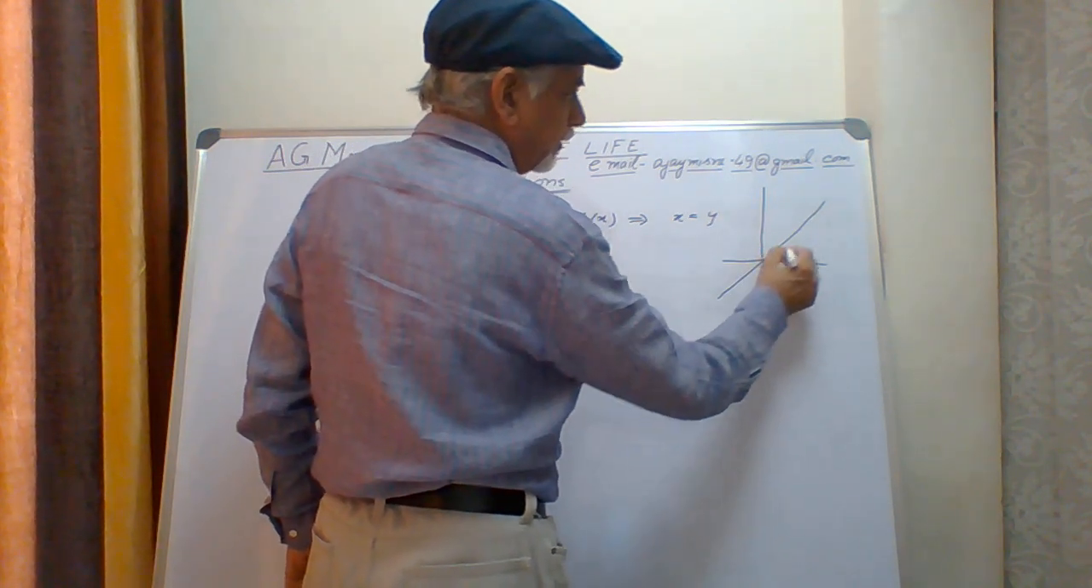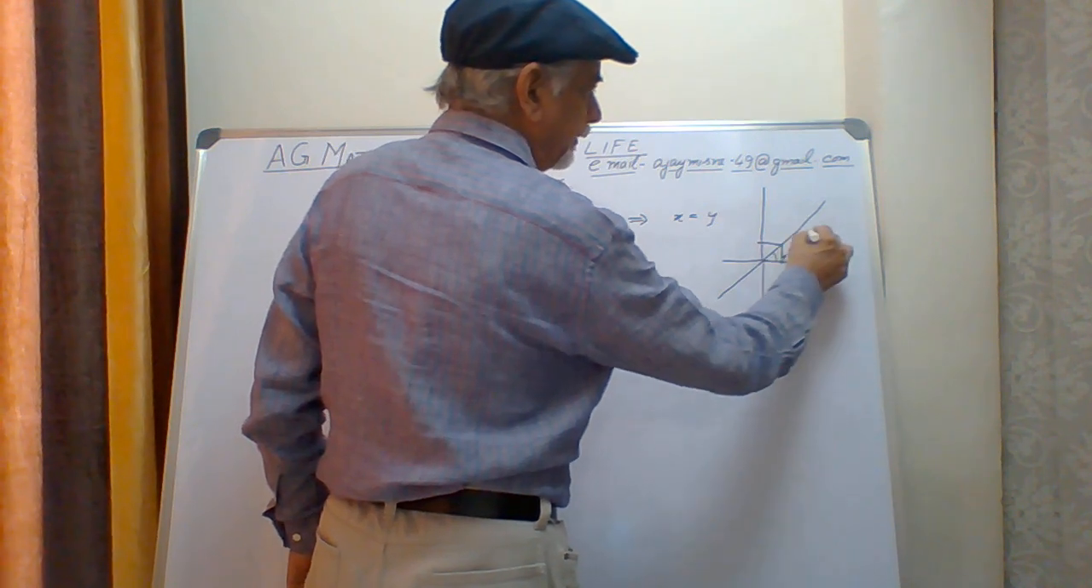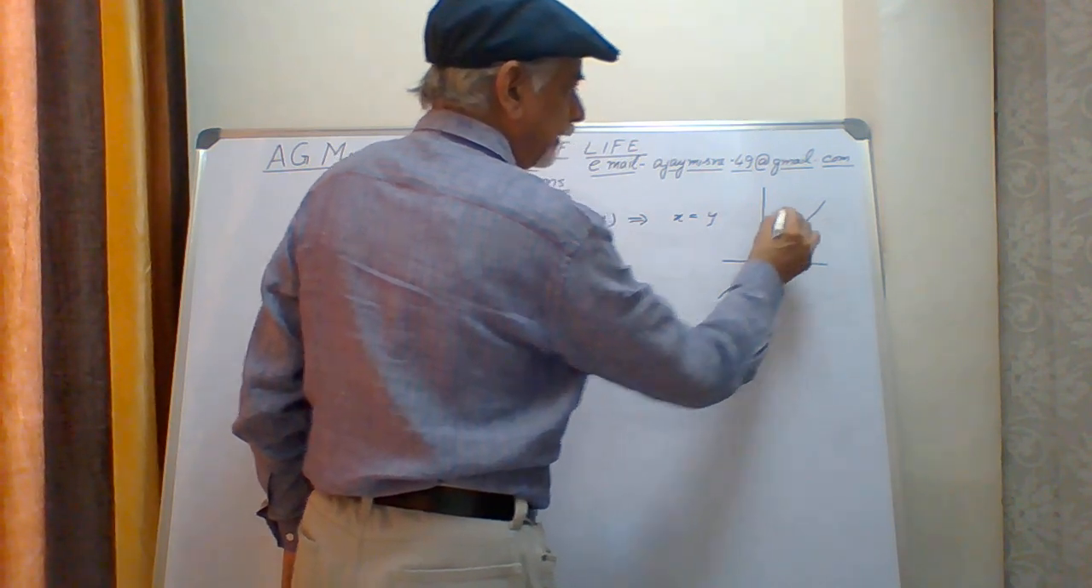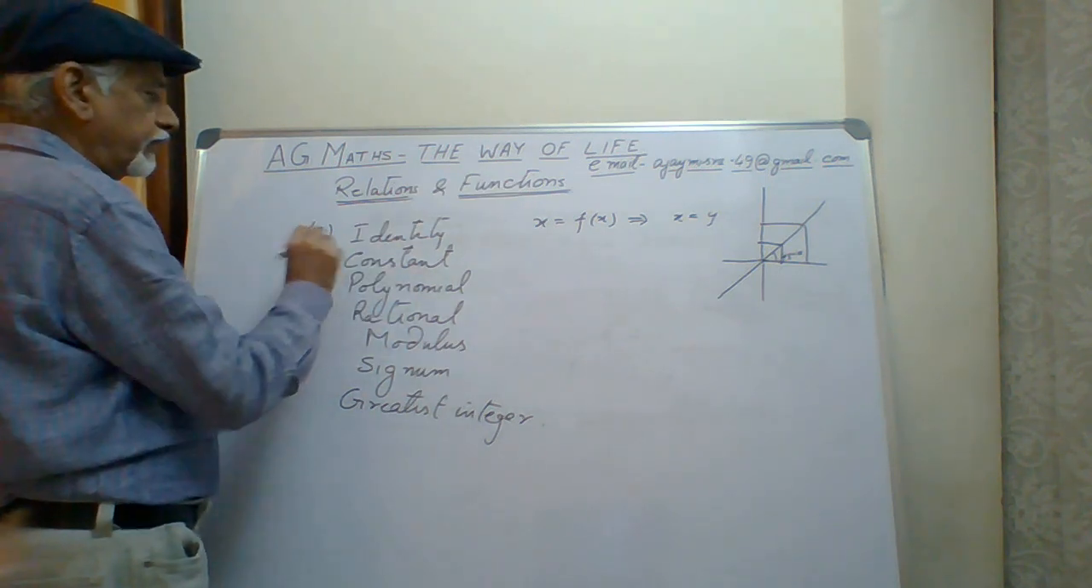Why is it like this? Because for any value of x, the y value is also the same. See, for each value of x, the y value is the same. So this was your identity function.